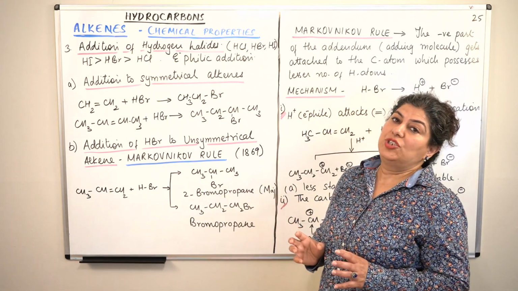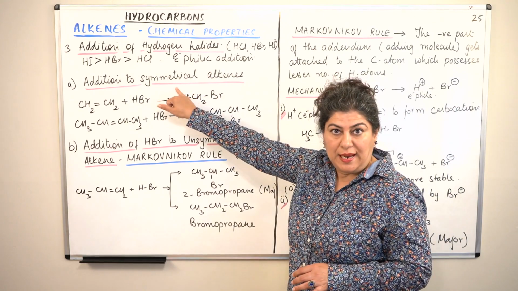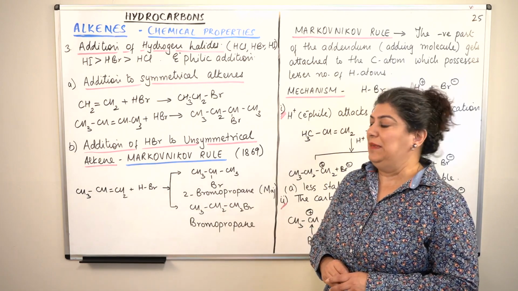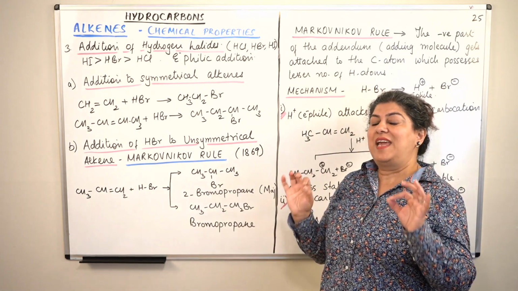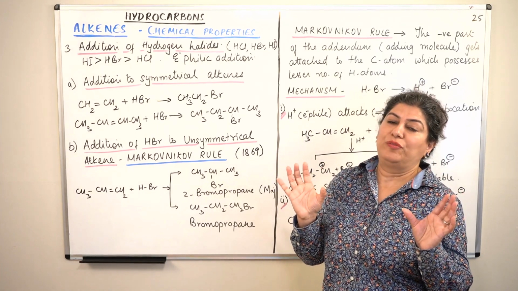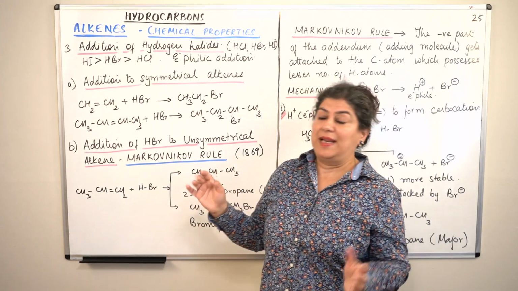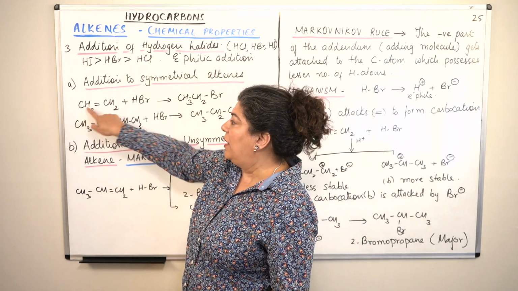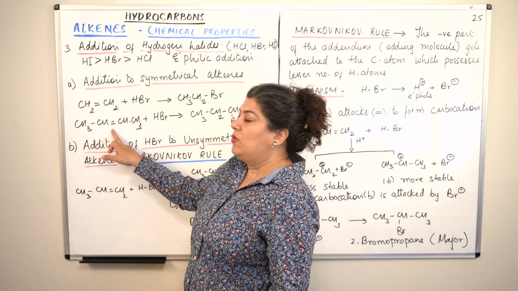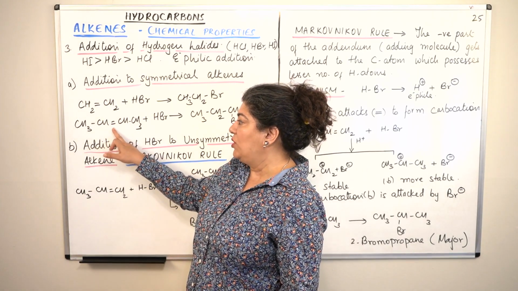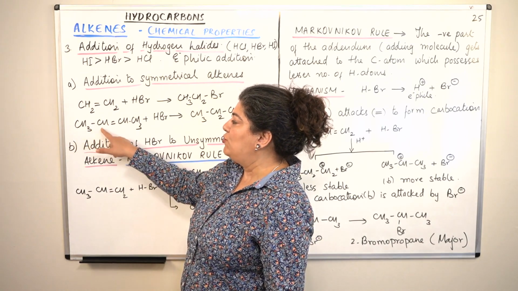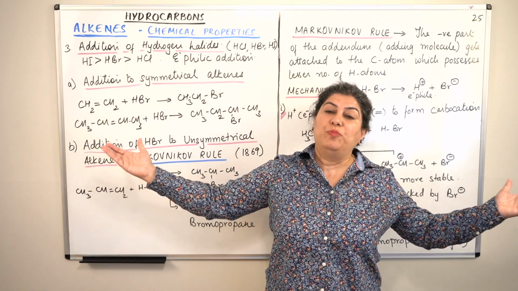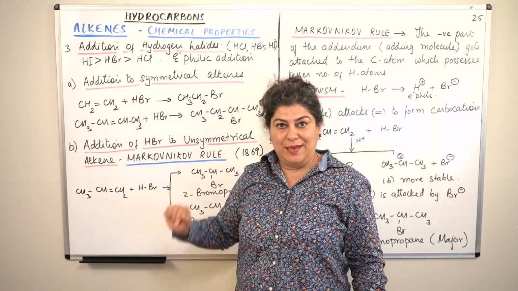Now, addition of hydrogen halides can take place to either symmetrical alkenes or unsymmetrical alkenes. What does a symmetrical alkene mean? An alkene which has the same number of carbon atoms on both sides of the double bond would be a symmetrical alkene. Take a look here. This is the double bond. On this side of the double bond you have one carbon and on this side you have one carbon. Here also, in the second symmetrical alkene, you have a double bond, and on this side you have two carbons and on this side you have two carbons. So it has an equal number of carbon atoms on both sides. That would be known as a symmetrical alkene.